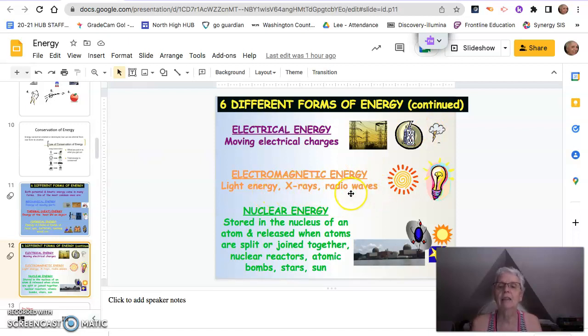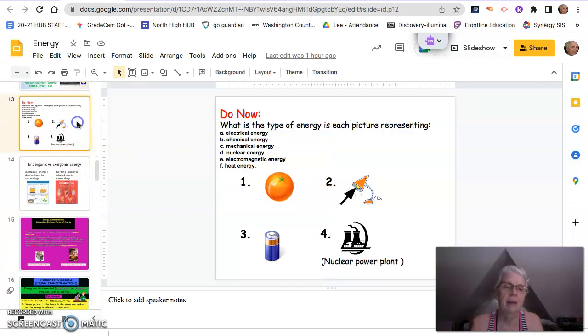Electromagnetic energy is light energy. Okay, so that's the sun. It's a light bulb. It's X-rays. It's radio waves. And the last form is nuclear energy, and this is when a nucleus of an atom either splits or gets fused together, giving off a huge amount of energy. In the next thing, I ask you to tell me what type of energy each one of these is.